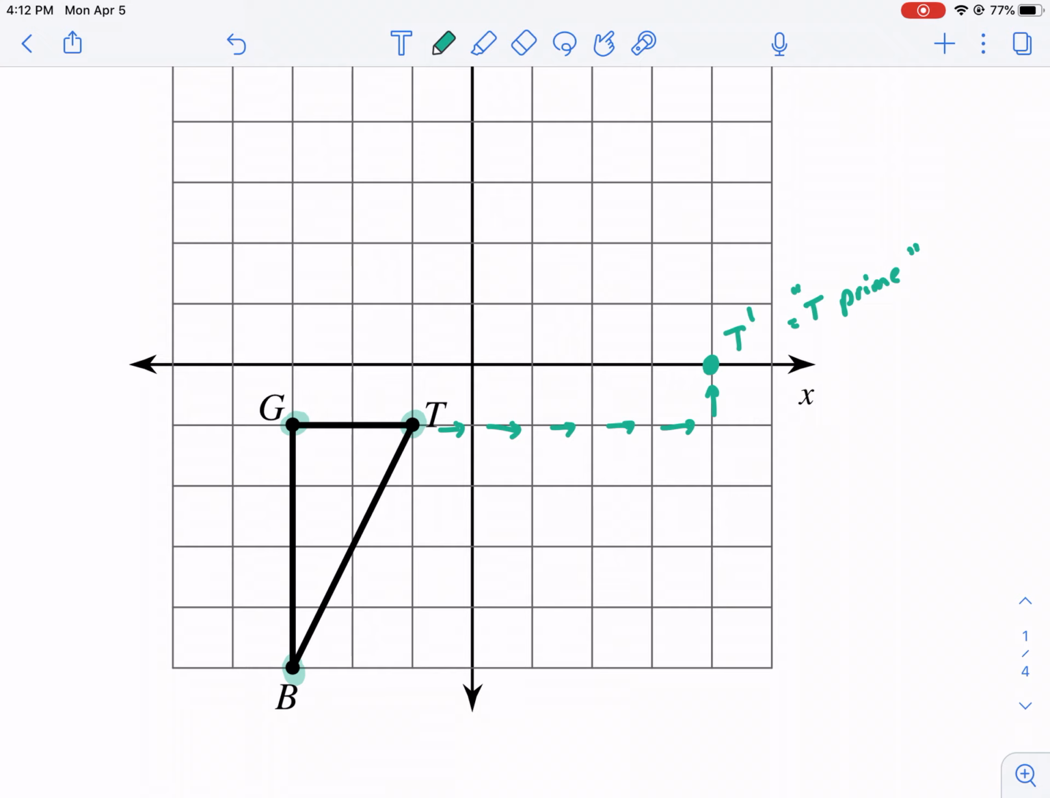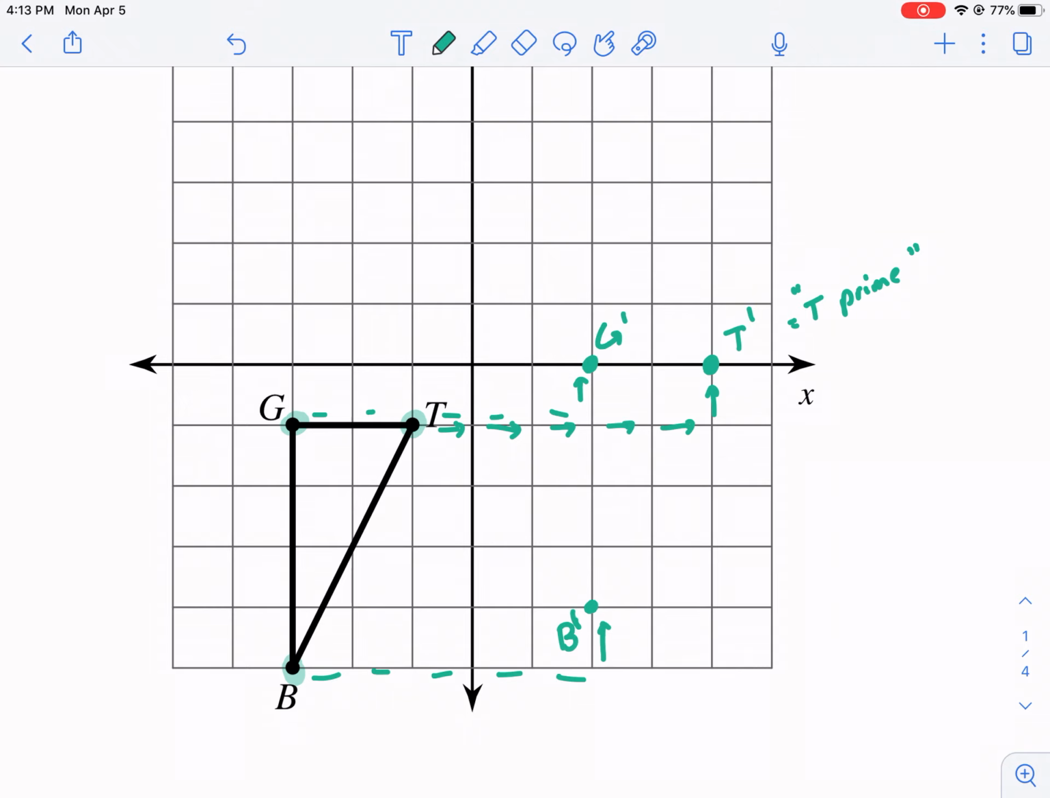Now if we do this to all 3 vertices, we'll get the outline of the shape, and then we can just connect the dots when we're done. So let's go ahead and move to G. G, we're going to do the same thing. We're going to go 1, 2, 3, 4, 5, and then 1 unit up, and put a dot there. We're going to call that G prime. And then B, same thing. 1, 2, 3, 4, 5, 1 unit up. There's our B. We call that B prime.